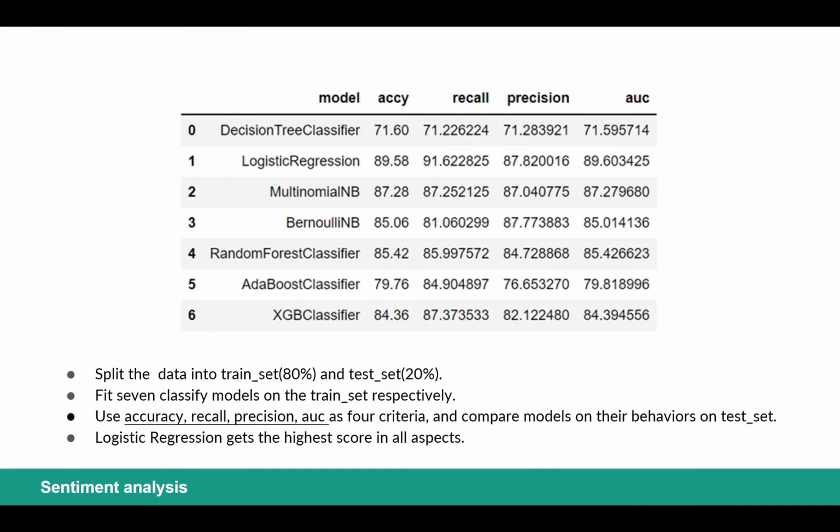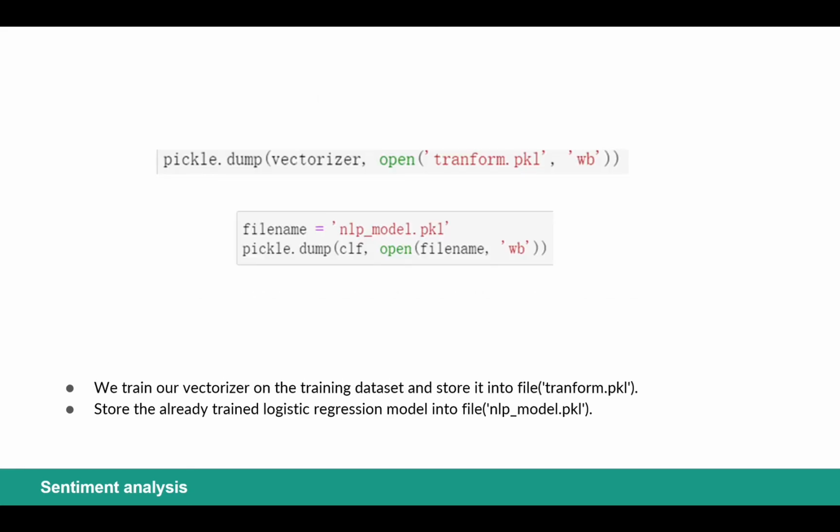Then we split our data into a train set and a test set, and fit 7 classifier models on the train set respectively. We compare the models on their performance on 4 criteria based on the test set. From the table above, it is obvious that the logistic regression model gets the highest score in all aspects. We train our vectorizer on the training dataset and store it into a file. And then we also store the already trained logistic regression model into a file.